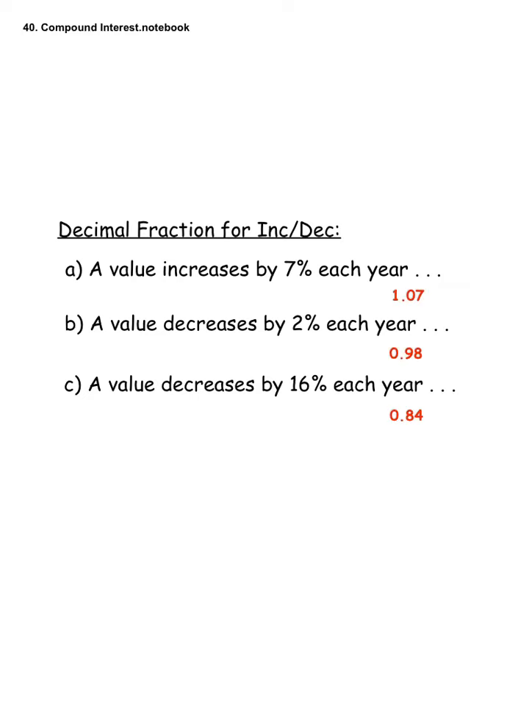If you got this right, you should have got 1.07 for an increase of 7%. You should have got 0.98 for a decrease of 2%. And you should have got 0.84 for a decrease of 16%.